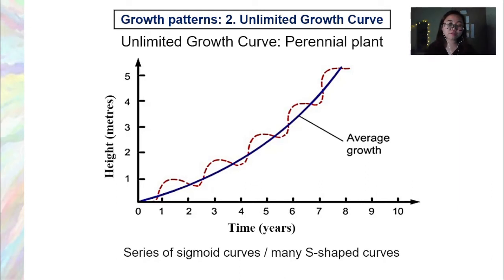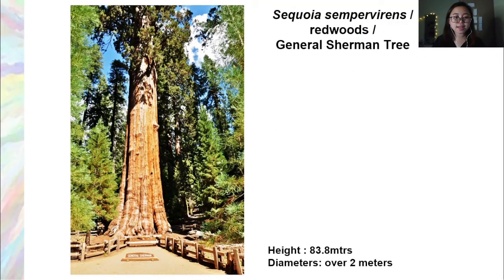So certain times of the year it's gonna be faster growth in these plants, and certain times of the year it's gonna be slower growth. So although the gradient is lesser or not as steep, we will still see a difference in the growth rates. Okay, so that is it for this curve. In this next slide, we see an example of a tree that has unlimited growth curve, which is, in this case, it's a redwood. I'm not sure if I'm pronouncing the scientific name right.